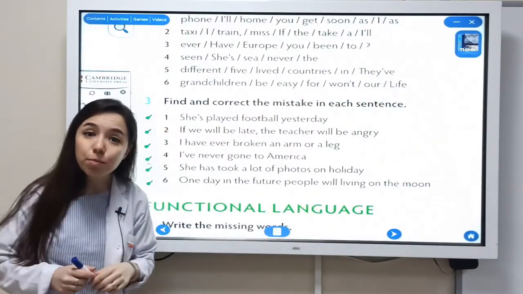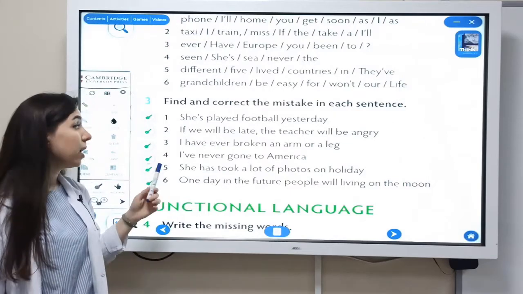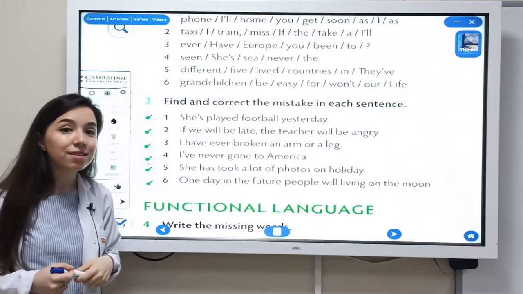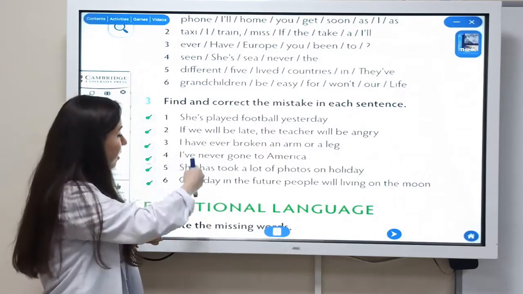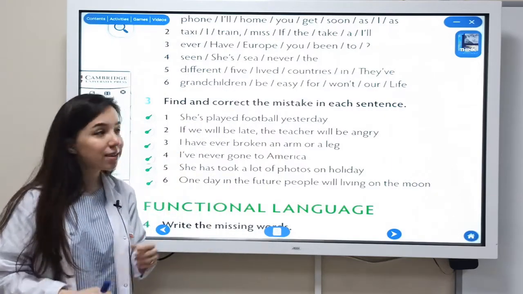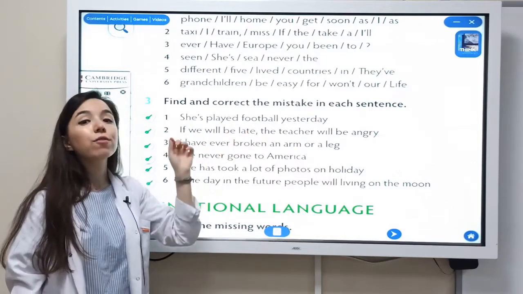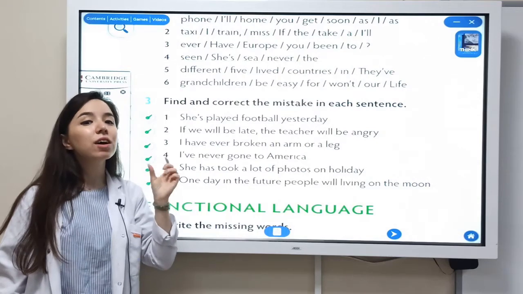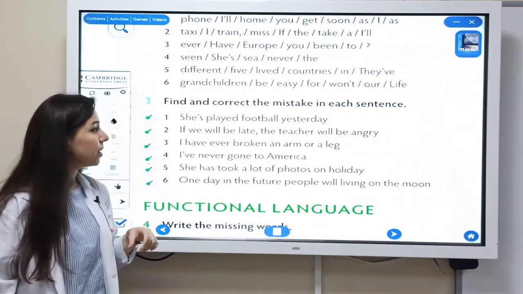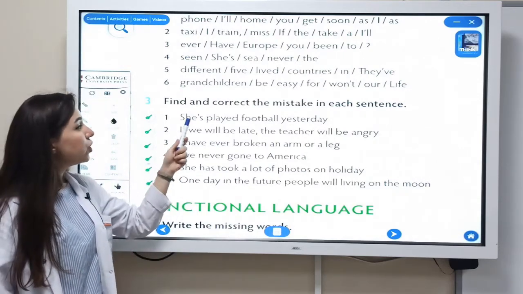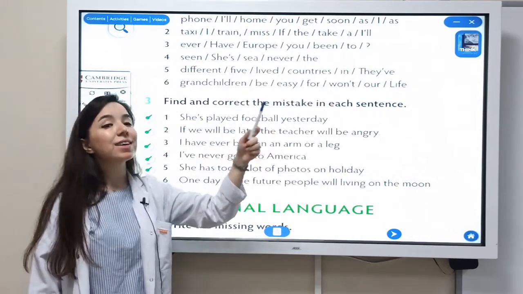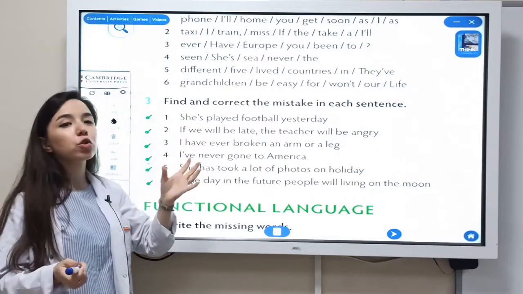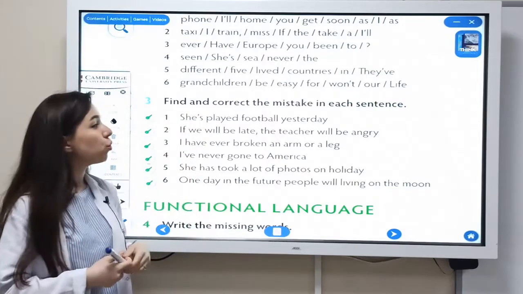One of the parts in our exams that I really like so much is find and correct the mistakes in each sentence. It means that we have 6 sentences here, yes? In each sentence, you have to read it correctly and find the part that is not correct. It has a mistake here. For example, come here. She has played football yesterday. What is the problem here? Which part is not correct? Which part is mistake? You have to correct it.